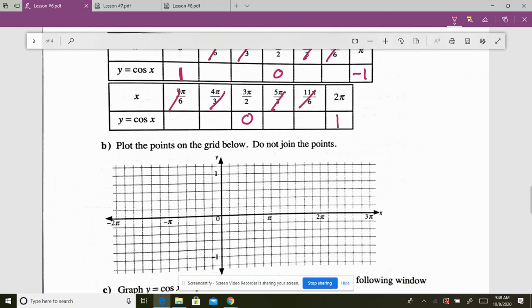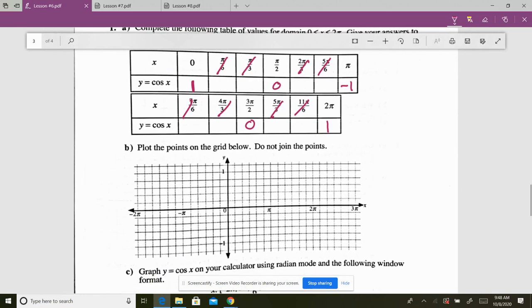Okay. Again, we're going to join the points or plot these. So at 0, we get 1. Pi over 2 will be here. We get 0. At pi, we get negative 1. At 3 pi over 2, we get 0. At 2 pi, we get 1. That is the cosine graph, well, from 0 to 360. That is the part you should remember.